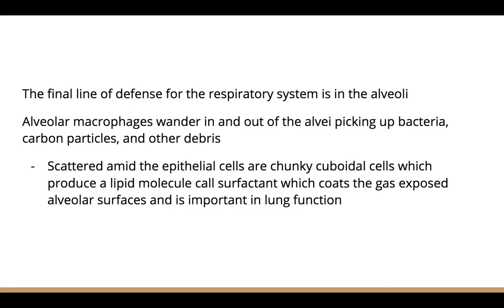The final line of defense for the respiratory system is in the alveoli. So there's alveolar macrophages that wander in and out of the alveoli. They pick up bacteria, carbon particles, and other debris. And scattered within the epithelial cells are chunky cuboidal cells which produce a lipid molecule called surfactant, which coats the gas-exposed alveolar surfaces and is important in lung function.